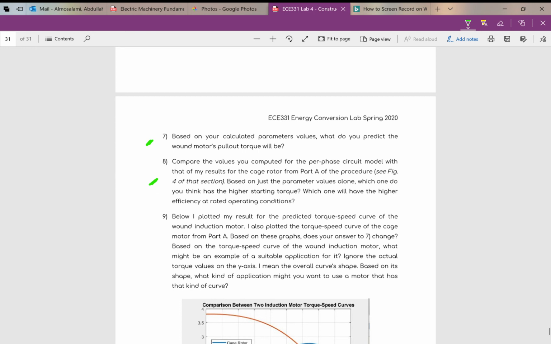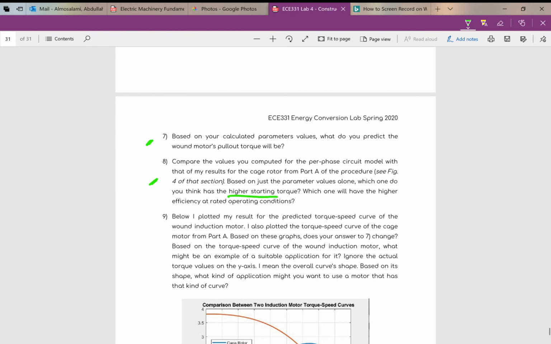Okay, and again, the logic for that, the reasoning, everything is in the videos, and also in the lab manual if you read through it. All right, and then also you'll see that the series resistance values are higher, which means that the pull-out torque, the max torque, is going to be higher. Or sorry, that was the answer to the previous question.